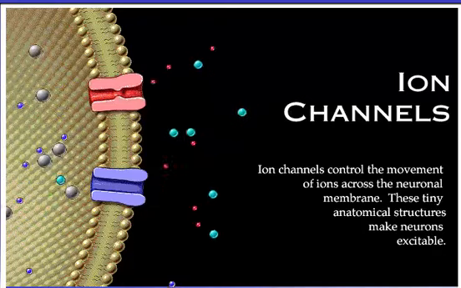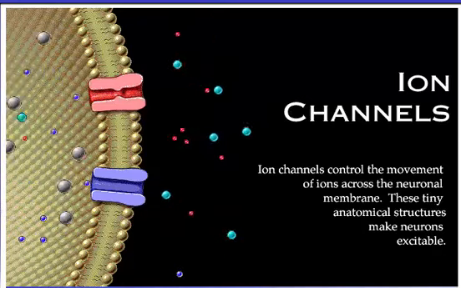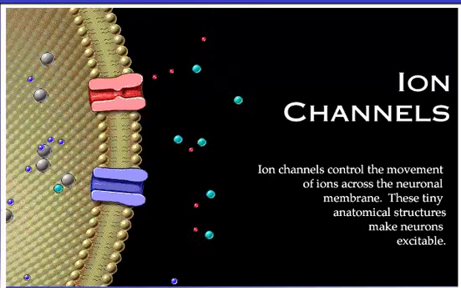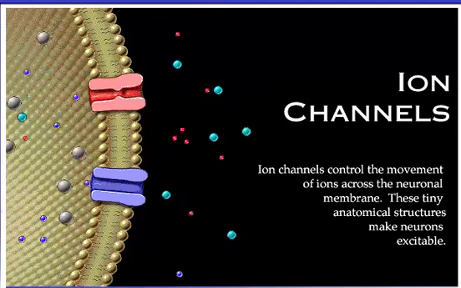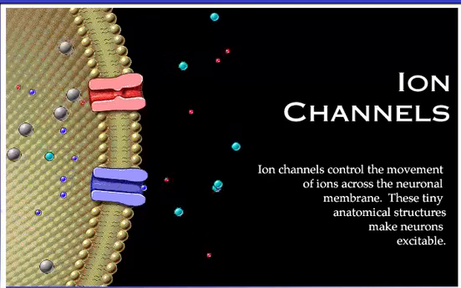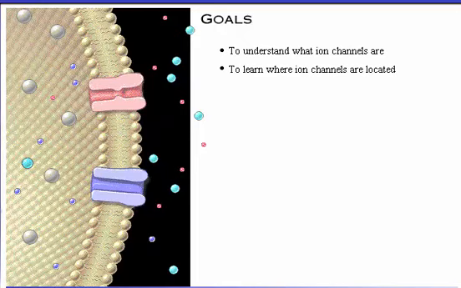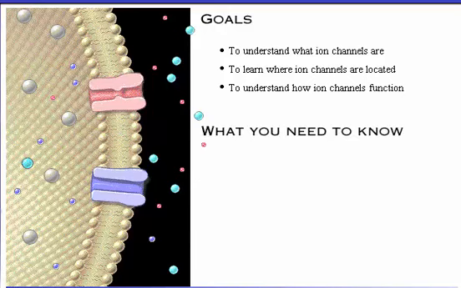Ion channels control the movement of ions across the neuronal membrane. These tiny anatomical structures make neurons excitable. Your goals for learning are to understand what ion channels are, to learn where ion channels are located, to understand how ion channels function. Here's what you need to know.